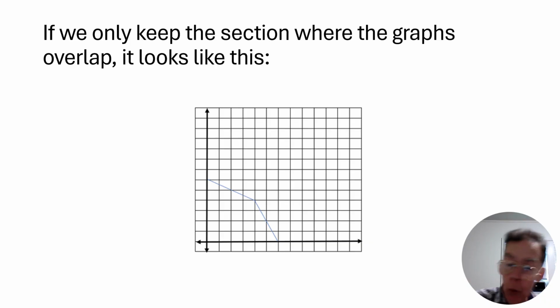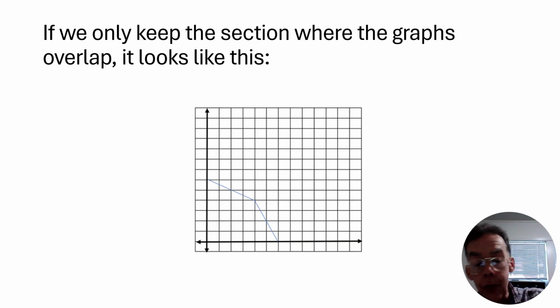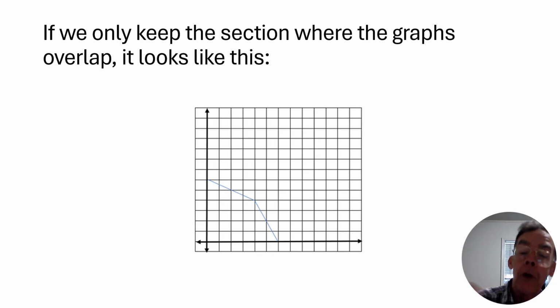And now we only want to keep the section where the graphs overlap. It looks like this. Notice the graph is going one direction, it turns the next direction, creates a corner, and that is very typical of linear programming problems.